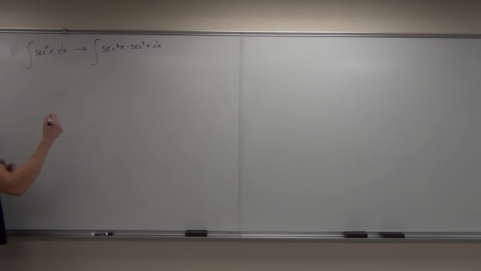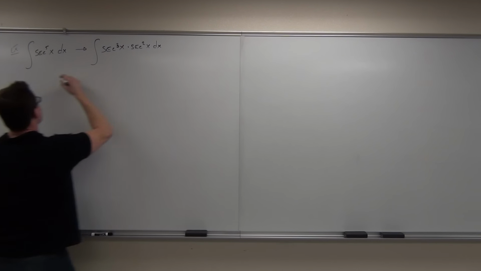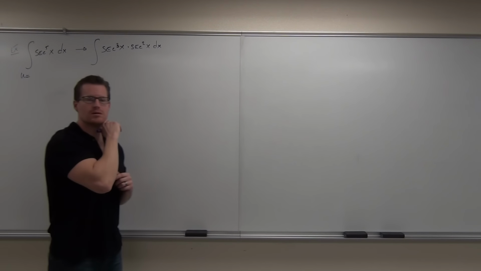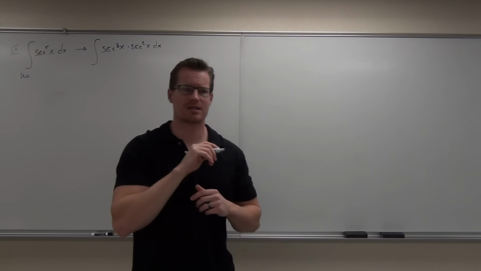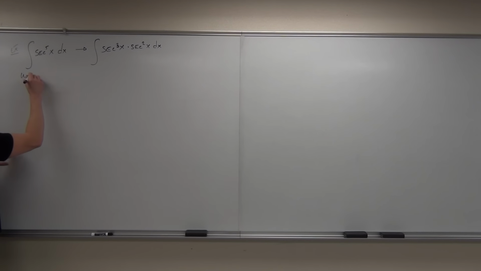Okay, well, let's start doing this. If I do this, let's see what you would pick. Secant cubed for u, because I don't know how to take the integral of that part. I can take the integral of secant squared. So u equals secant cubed x.